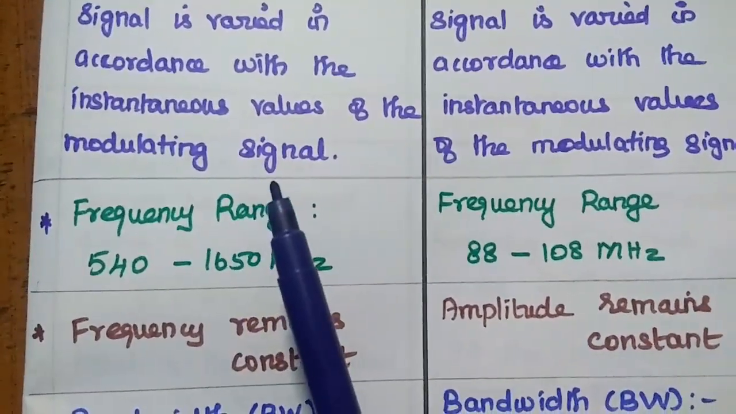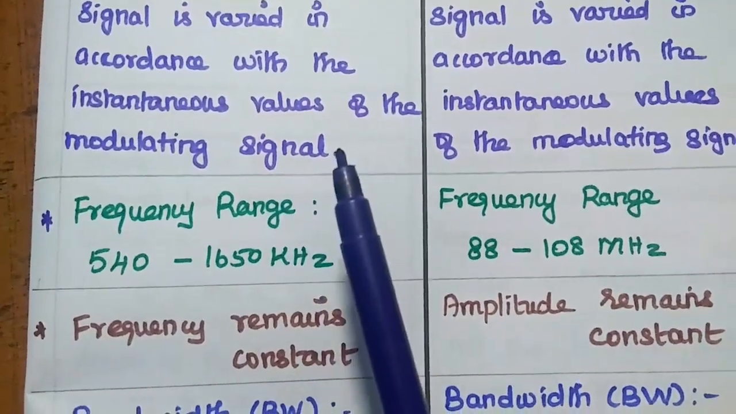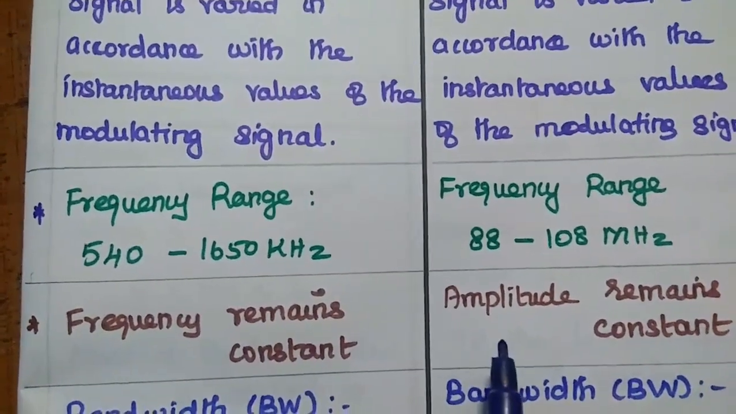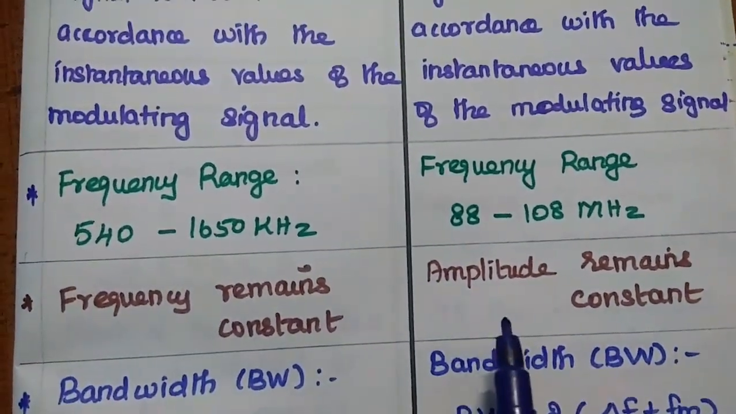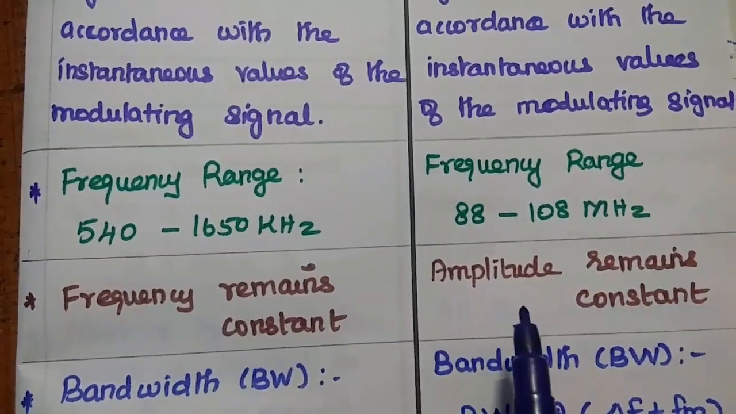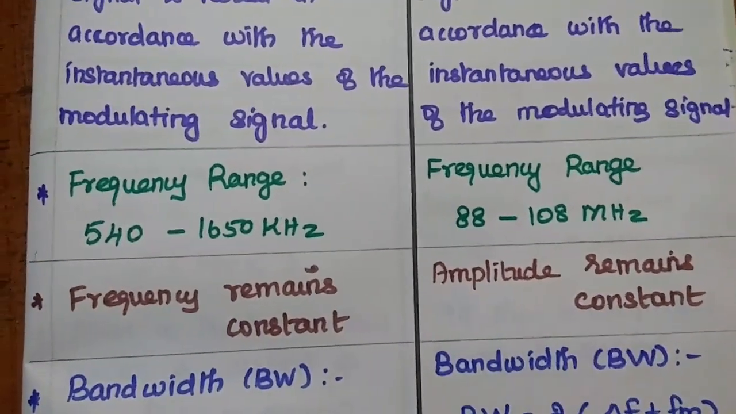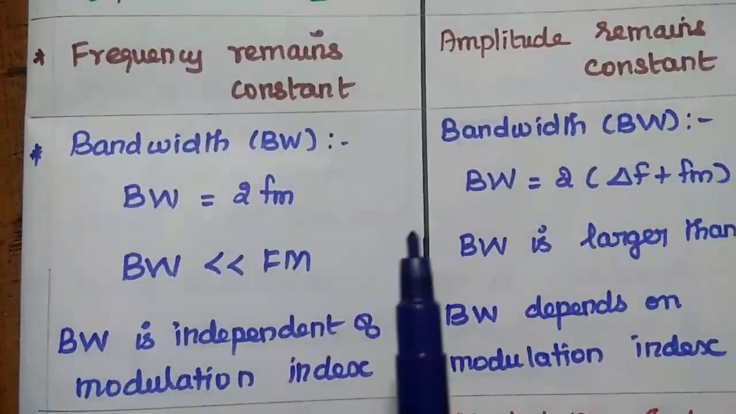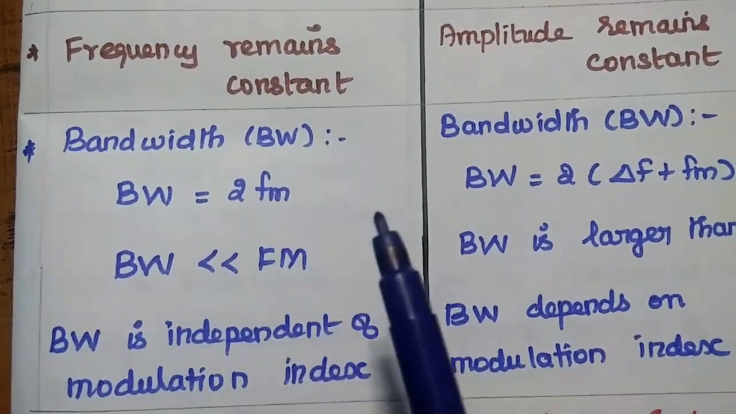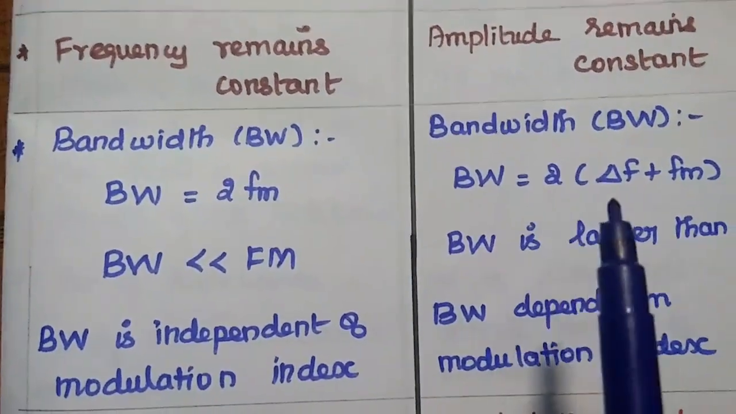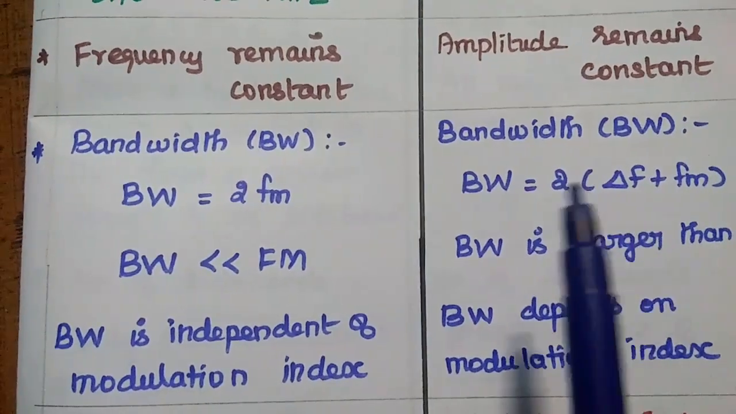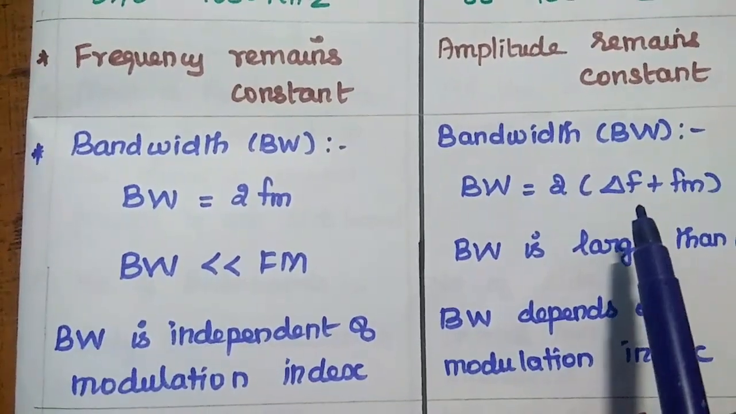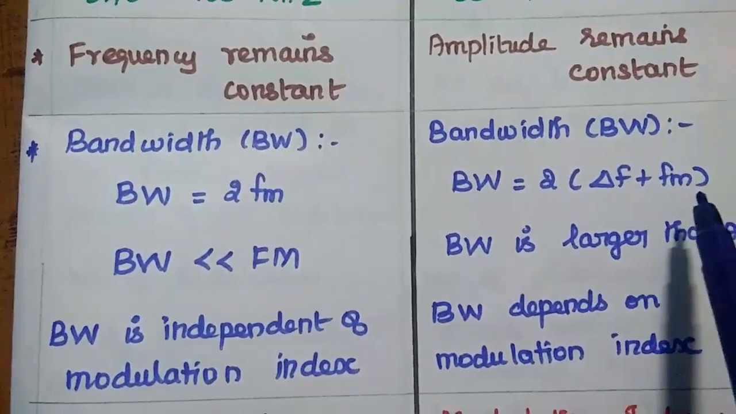In amplitude modulation, the amplitude of the carrier is varied, but the frequency of the carrier remains constant. In frequency modulation, the frequency of the carrier is varied, but the amplitude of the carrier remains constant. The bandwidth of the amplitude modulation is twice its modulating frequency. But for frequency modulation, the bandwidth is twice the sum of del f and modulating frequency.